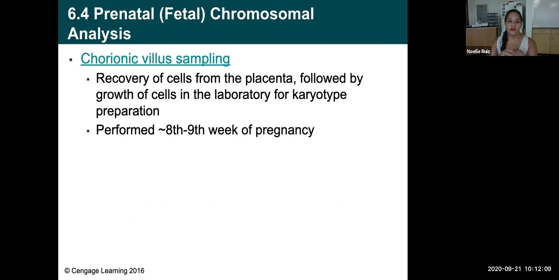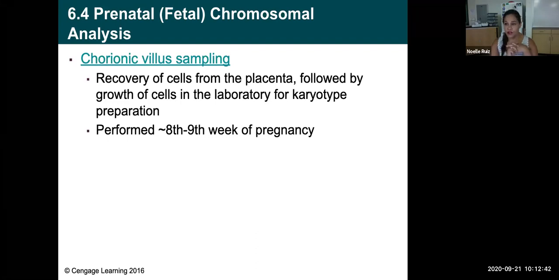Chorionic villus sampling. Recovery of cells from a placenta, followed by the growth of cells in the laboratory for karyotype preparation. This can be done earlier, in the 8th or 9th week of pregnancy. Again, this isn't mandatory either. But if a woman is anxious, maybe she's had some miscarriages, maybe she has some chromosomal disorders that run in her family and she wants to know earlier if there's anything wrong with her baby, this is a test that she can request.